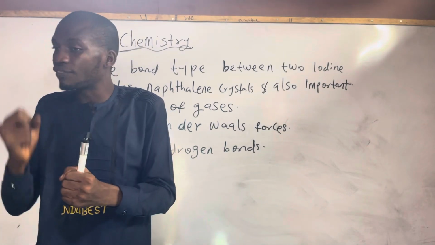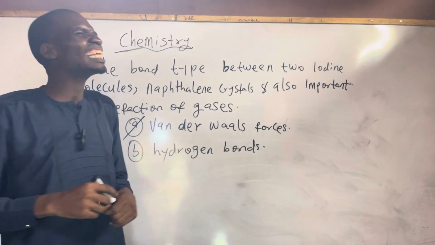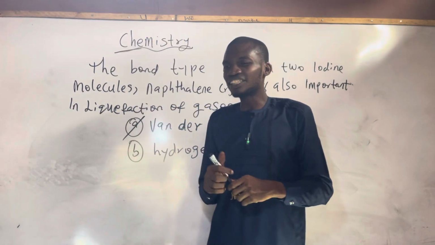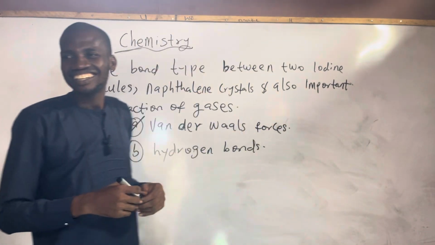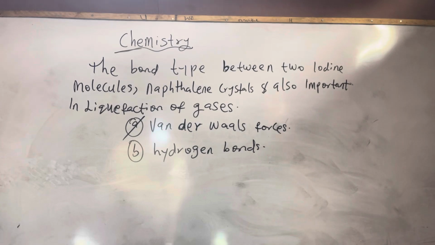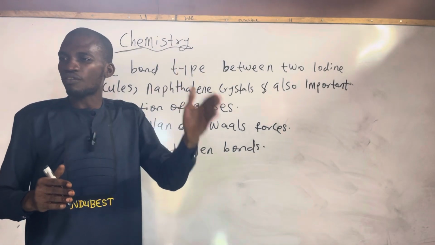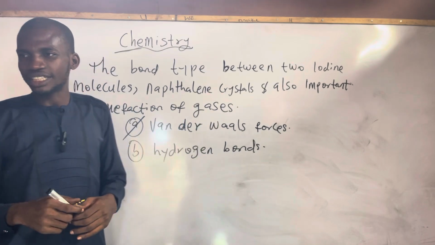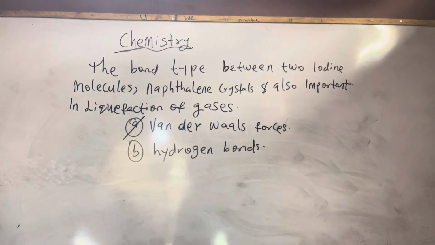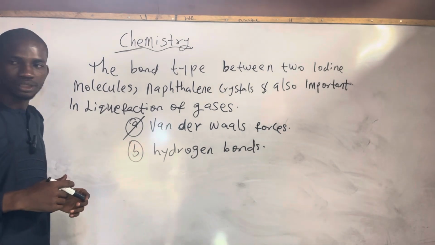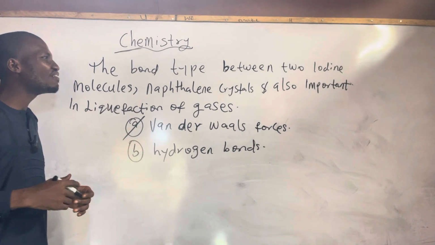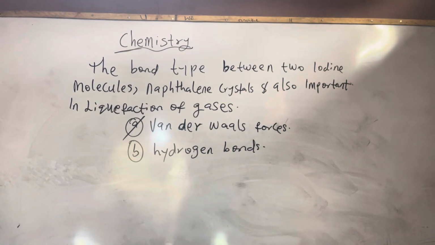Van der Waals forces are intermolecular forces that are very weak. It is the weakest force of attraction compared to covalent and ionic bonds. Van der Waals force is a weak force of attraction between two molecules, between two elements. It's a very weak force of attraction.